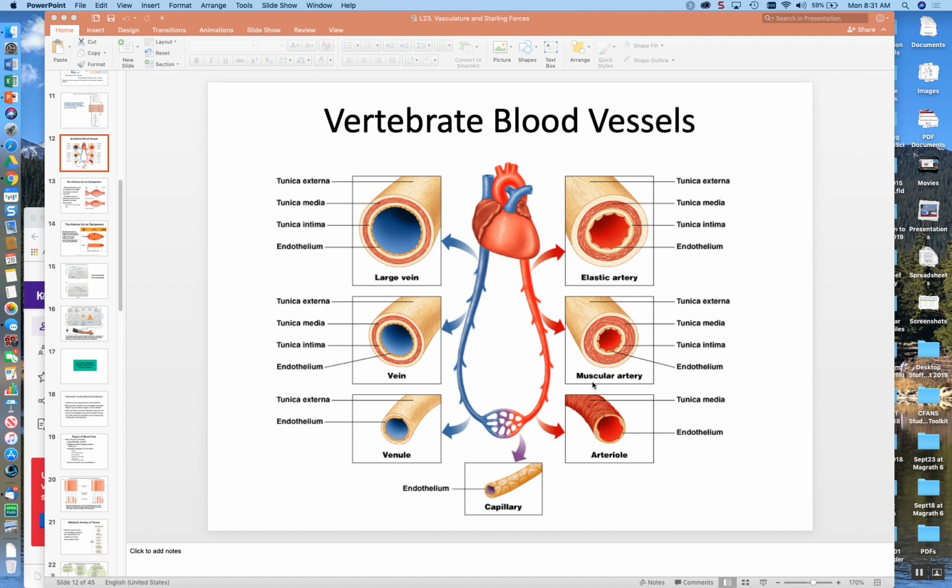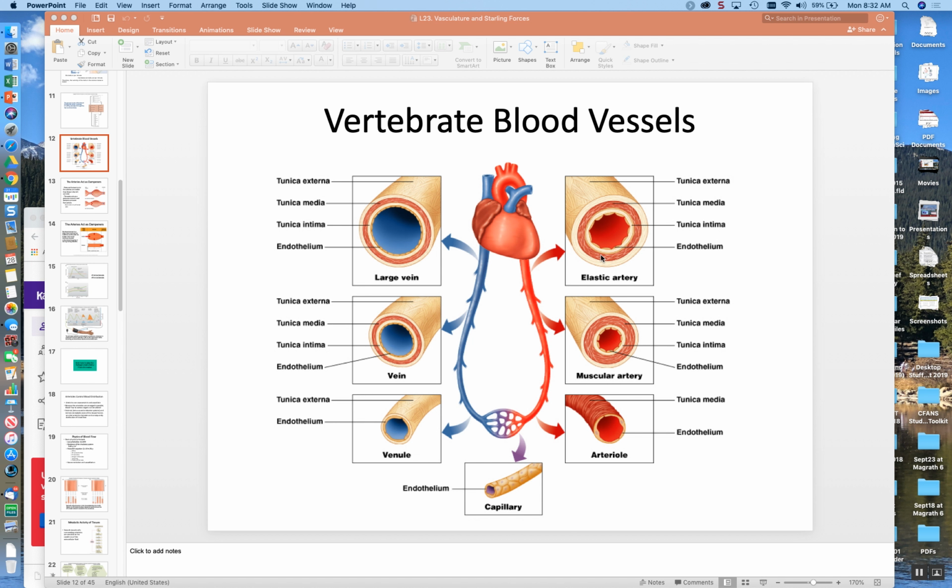And you can even see here, this is a muscular artery. They each have their components. You can actually see the inside of the tube are the endothelial cells. That's the blood vessel cells. And then there's smooth muscle that surrounds it.